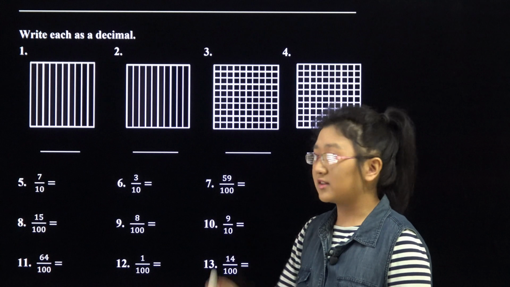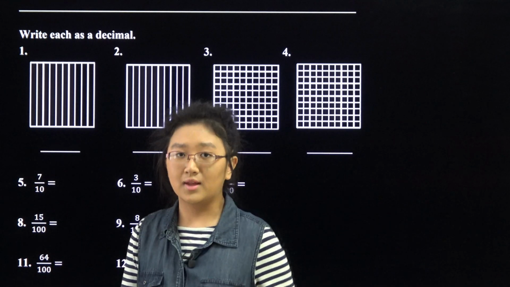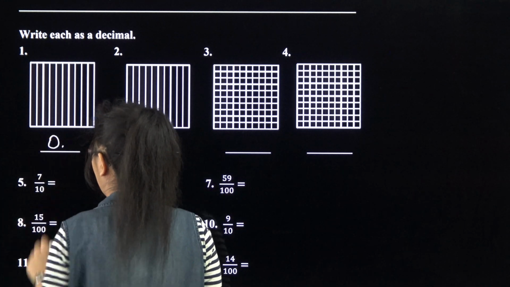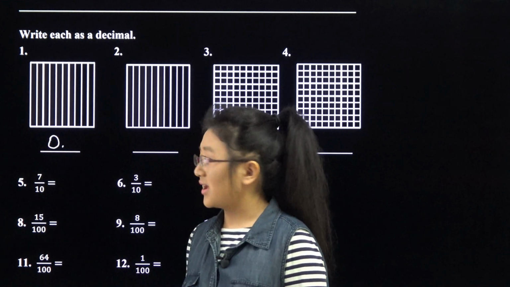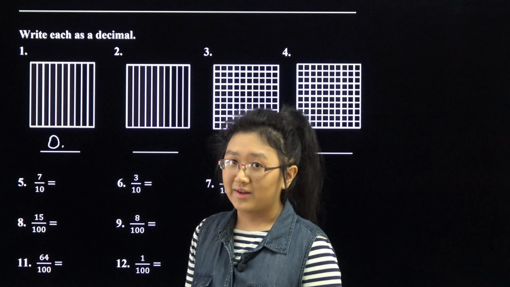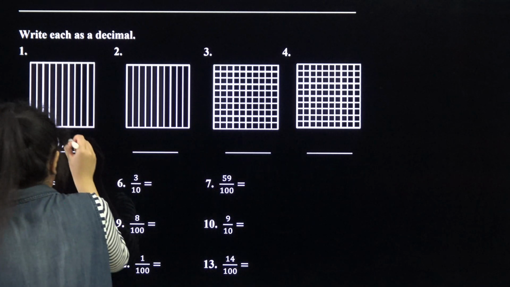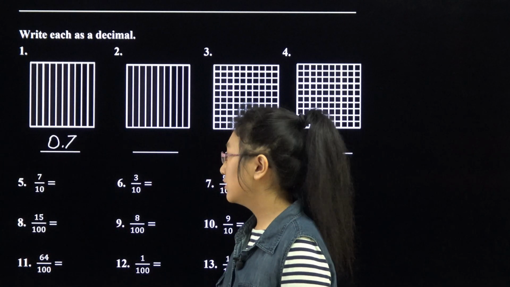Write each as a decimal. We know that this one has 10 parts, so that's a tenth. There would only be one decimal place after. And there's 7 sections that are shaded. The numerator would be 7, and there's one decimal place. 7 is 1 digit. We'll just plop the 7 here. 7/10, 0.7.